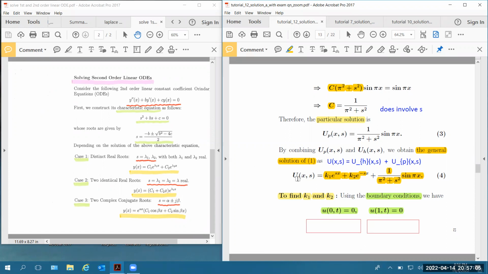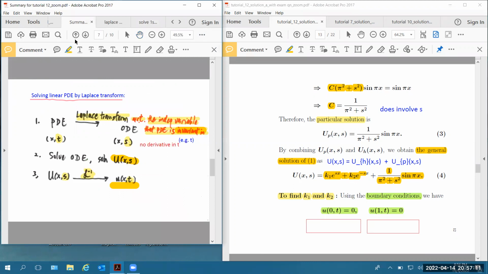So we have added up. Have we found U(x,s)? Have we found the solution already? Are we ready to do the inverse Laplace transform? Class, what do you think? Not yet, because there are still some unknown constants. Your K1 and K2 are still unknown. So now you must find K1 and K2. Only after you get K1 and K2 and put them inside can you go to step 3 to do the inverse Laplace transform.